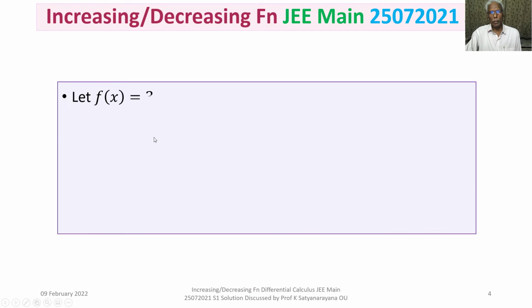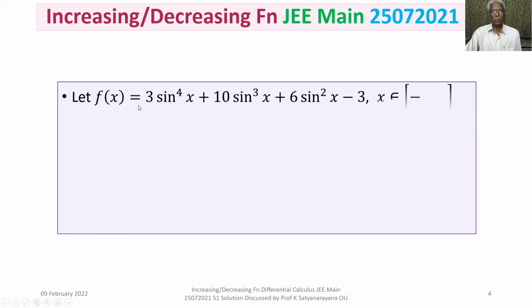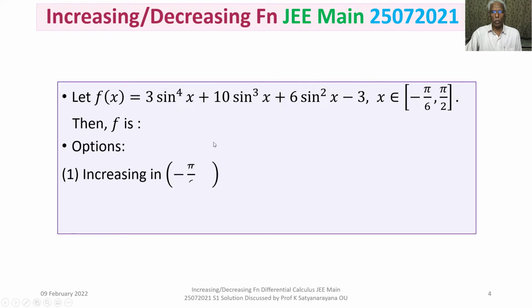The problem is, let f of x is equal to 3 sine power 4x plus 10 sine cube x plus 6 sine square x minus 3, where x belongs to the closed and bounded interval minus pi by 6 to pi by 2. Then f is, we are given 4 options.